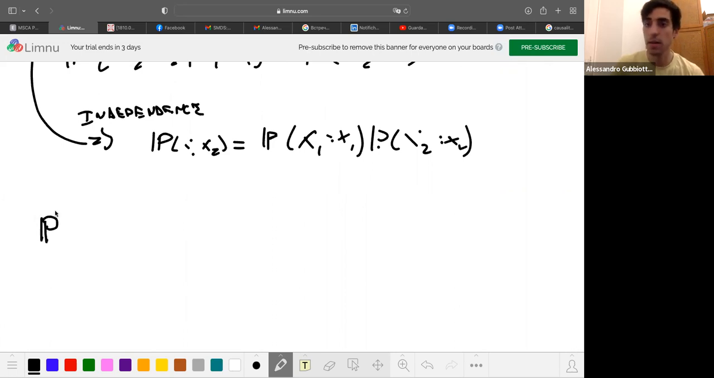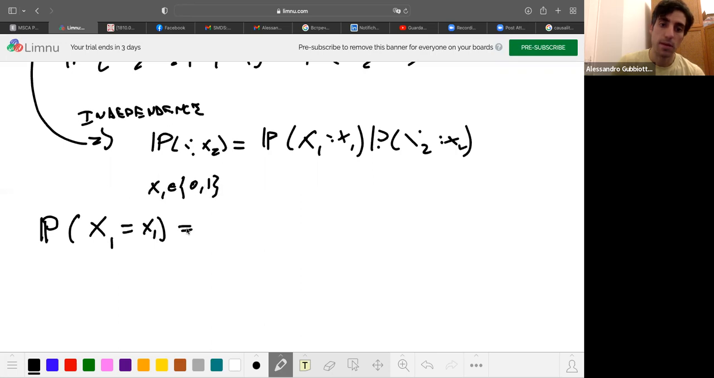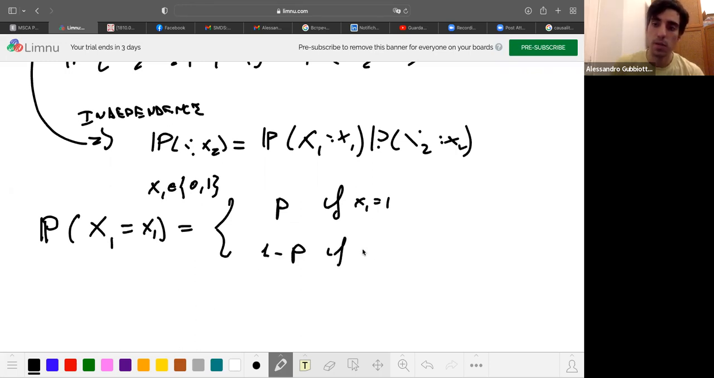Not a notation, it is an equality. Let's see. The probability that, let's say, the first coin toss is equal to little x1, where little x1 is a number which is either 0 or 1, is equal to p if x1 is equal to 1. This is by definition, the coin has success probability p. And it is 1 minus p, if it has probability 1 minus p to give tails, this coin.